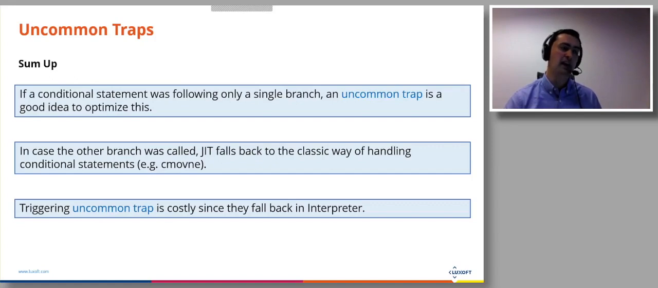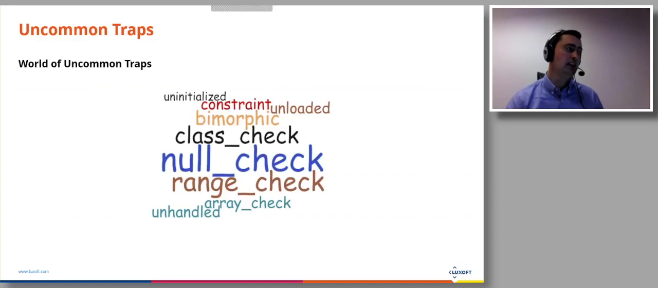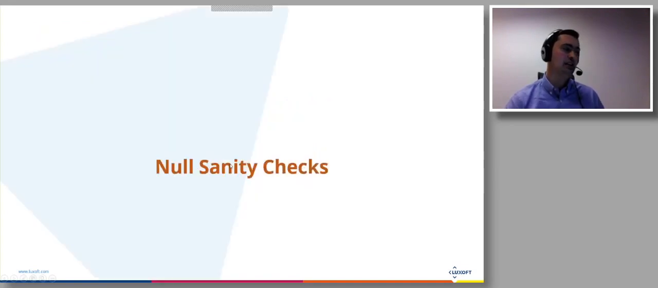First, because we need to bail back into the interpreter, and afterwards it takes some time until the method is reoptimized again. Inside the JVM during the runtime, there are a lot of uncommon trap situations. For example, for unloaded classes, for bimorphic calls, we are going to discuss this case later on, and for null checks as well, range checks, everything is mainly in here. I would like to share with you the null sanity checks because this one is quite interesting.